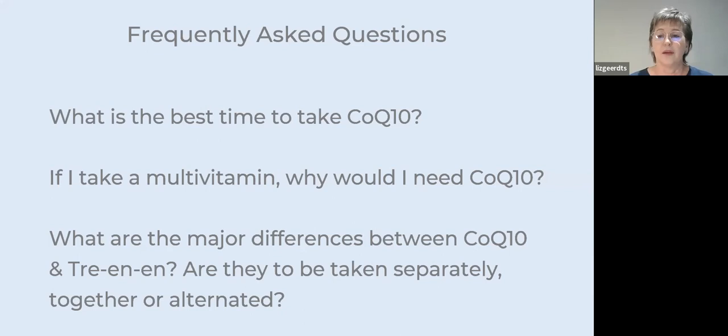So what we do with treanin, we've kind of positioned that product, most of us in our minds, as helping to produce energy. The reason why you feel more energetic when you take treanin is because that cell is receiving everything so much more efficiently.